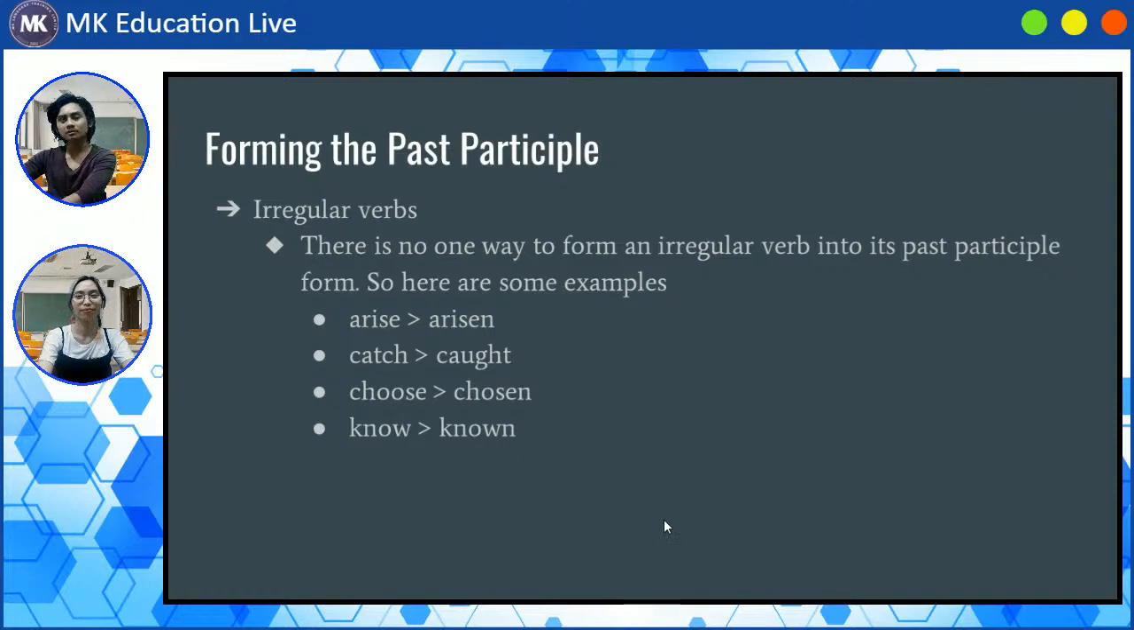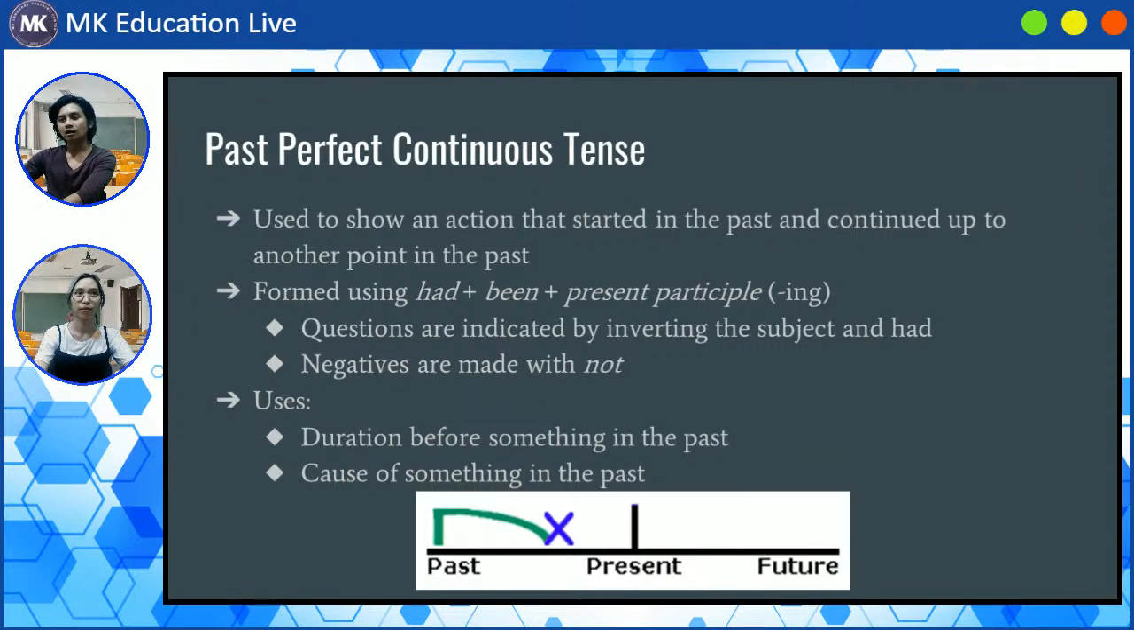You just need to remember that the past participle talks about an action that happened in the past before another action happened, which is also in the past. Okay, now for the perfect continuous tense, I give the floor to you. Okay, now we will be talking about the past perfect continuous tense.